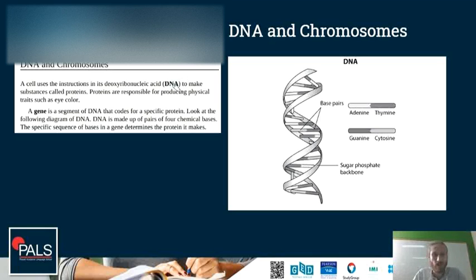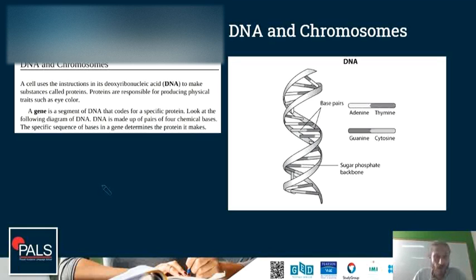So a cell uses the instructions in its DNA to make substances called proteins. And proteins are responsible for producing all our physical traits, such as your eye color, your hair color, even your height to some extent. Anything you look at on your body, all these traits are coming from your DNA. And a gene is a segment of DNA, a specific length of DNA that codes for this specific trait or a specific protein.